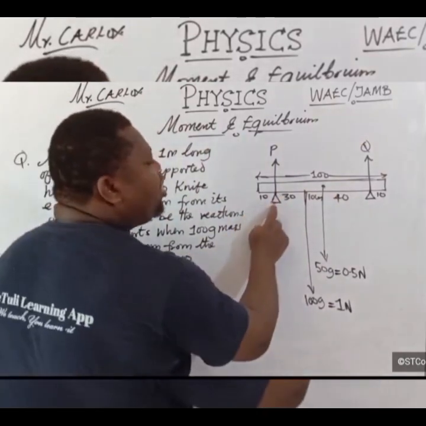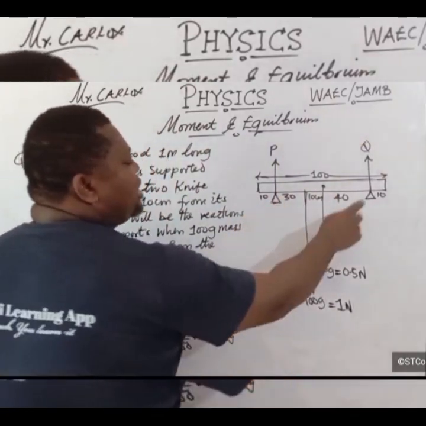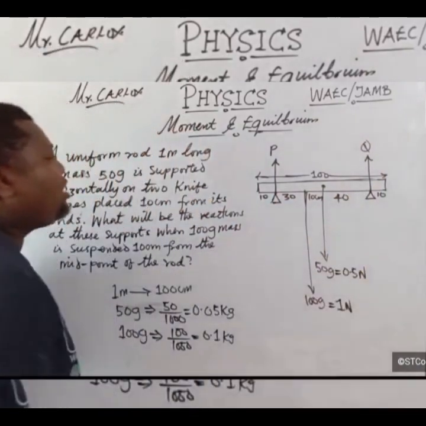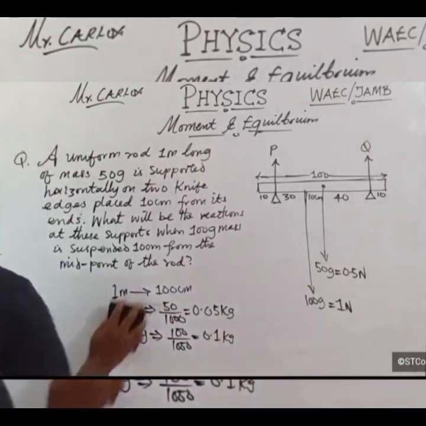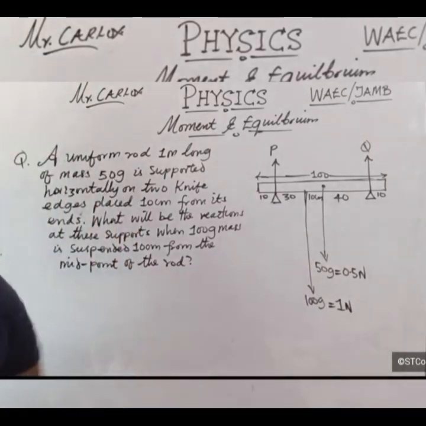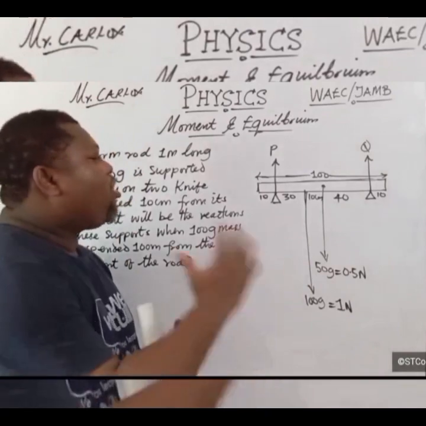We call this one the fulcrum, the knife edge, or the pivot. Let's go. Now, what is the next thing to do? Let's now solve this question. How do we solve this question? Very simple. The idea is that there are two laws that govern this system.